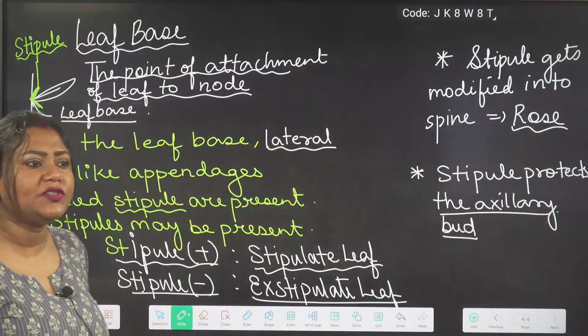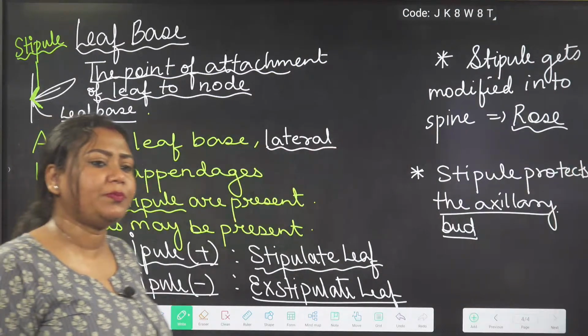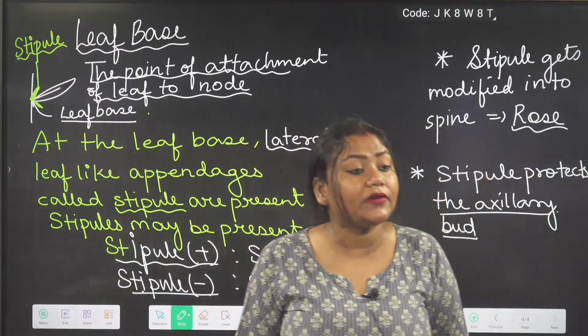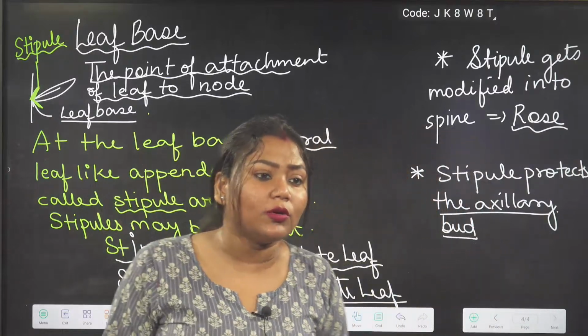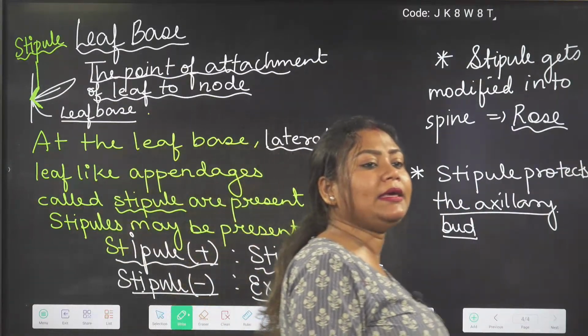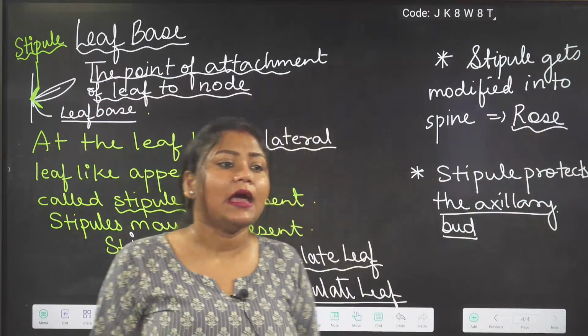So this is about stipule. At the leaf base, lateral leaf-like appendages called stipule are present. If stipule is present, it is known as stipulate leaf. If stipule is absent, it is known as exstipulate leaf. Stipule gets modified into spine in rose, and stipule is going to protect the axillary bud.